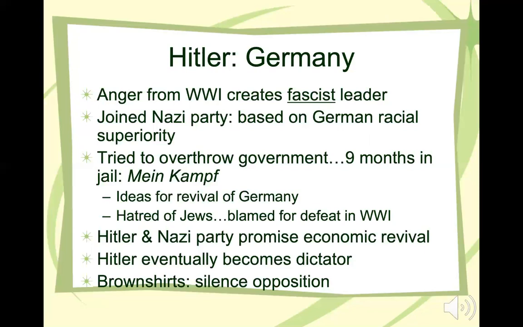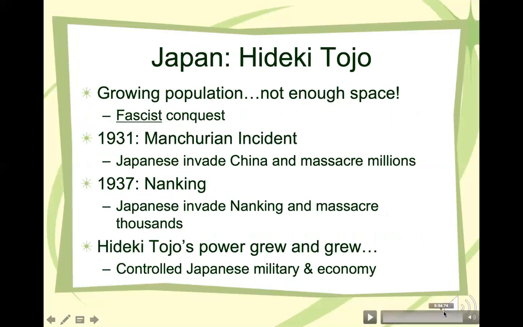Eventually, he does become the dictator, and similar to Mussolini, he also has a group of people that he uses to silence his opposition. The last dictator that we're going to look at here is Hideki Tojo of Japan.